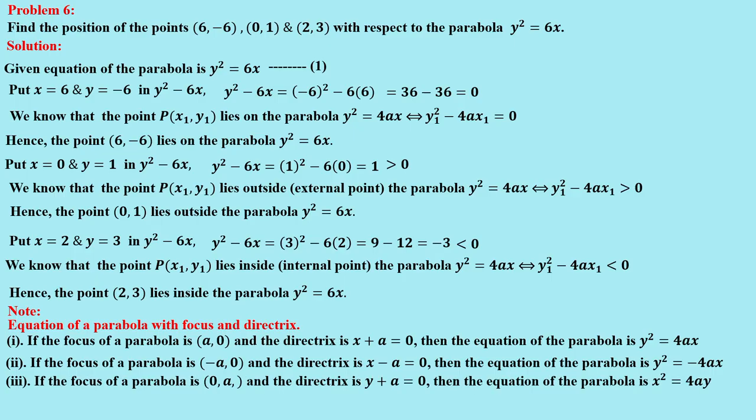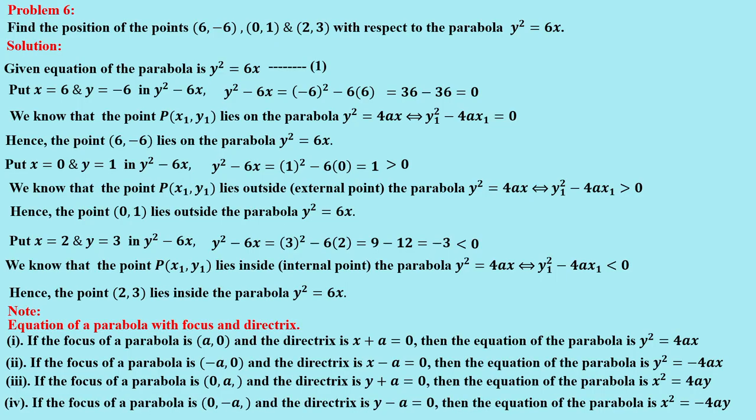Third one, if the focus of the parabola is (0, a) and the directrix is y plus a equal to 0, then the equation of the parabola is x square is equal to 4ay. Fourth one, if the focus of the parabola is (0, minus a) and the directrix is y minus a equal to 0, then the equation of the parabola is x square equal to minus 4ay, right.